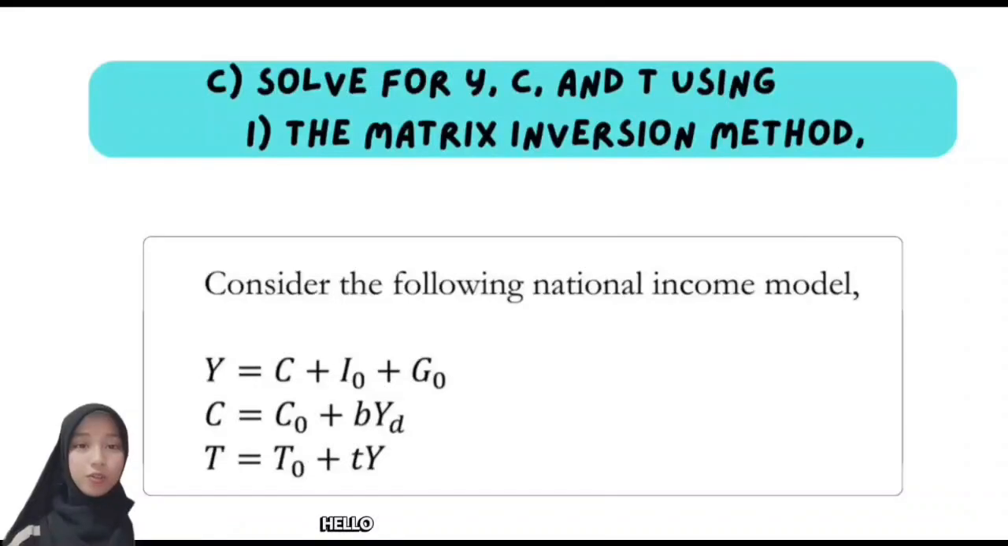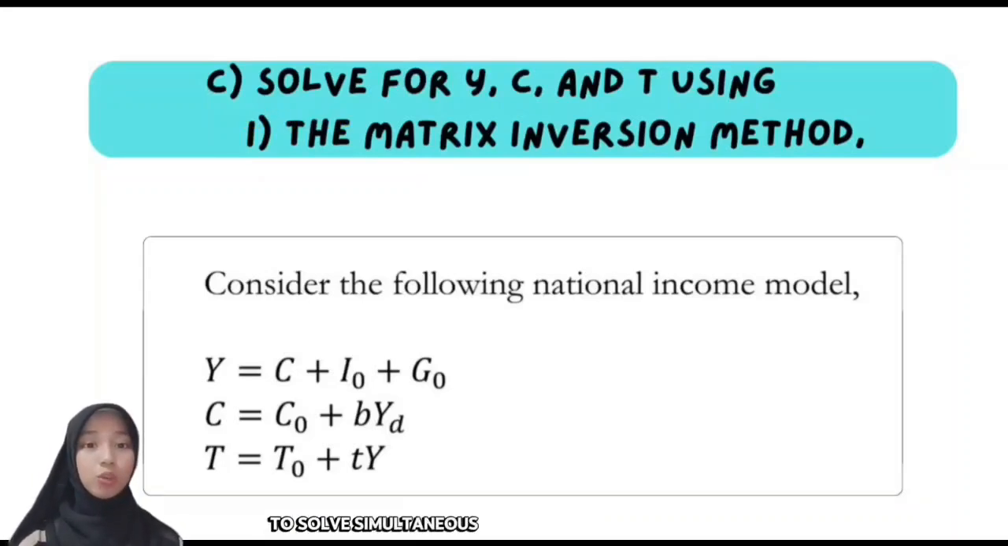305568. Hello everyone. Today we are going to solve question C1 using the matrix inversion method, which is a powerful technique to solve simultaneous equations in our macroeconomic model. We want to find the equilibrium values of three variables: income, consumption, and tax.